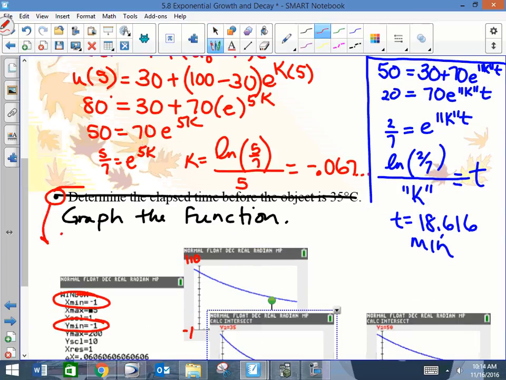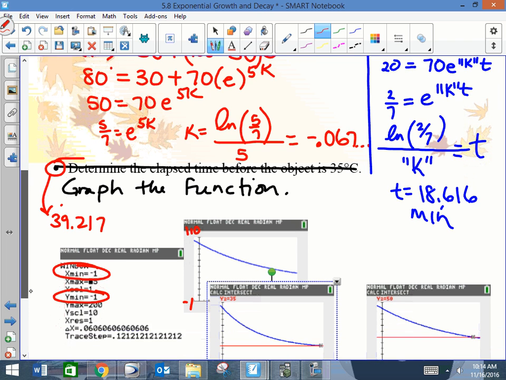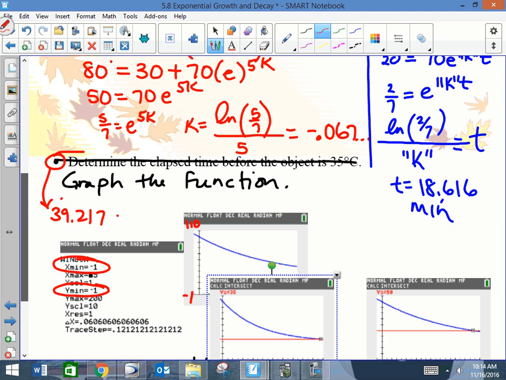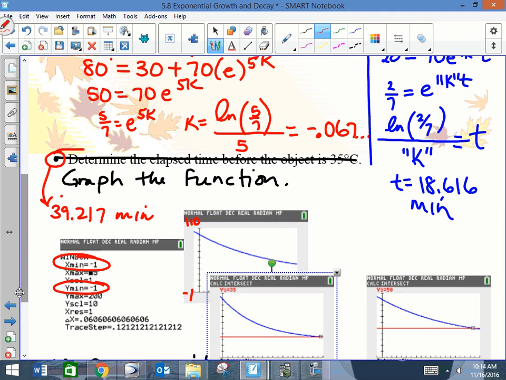If you wish to do it algebraically later, you need some more practice. What was it? 39.217? What did I say? Yeah. Okay. And that is, what's the unit on that? Temperature? No, time. Minutes, right? Sometimes you are looking for a temperature, so you gotta make sure it's degrees Celsius or whatever.